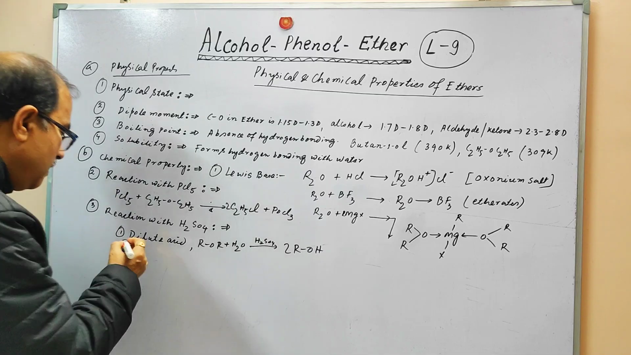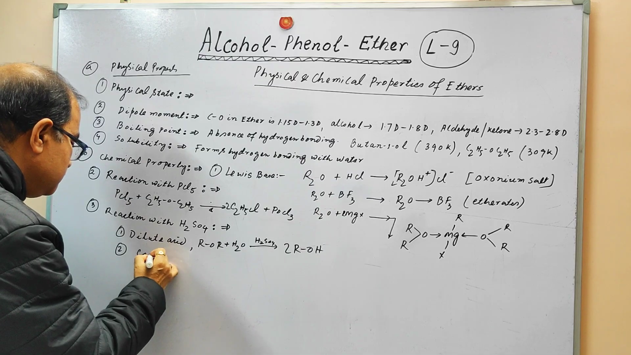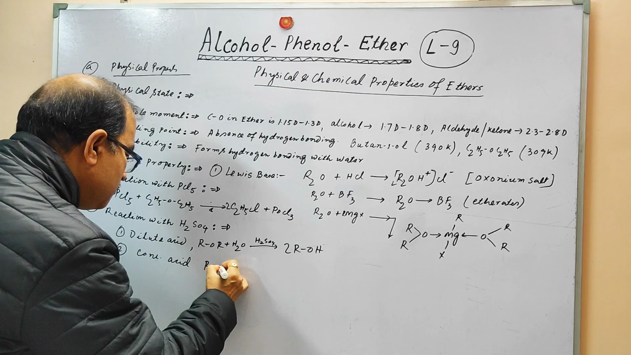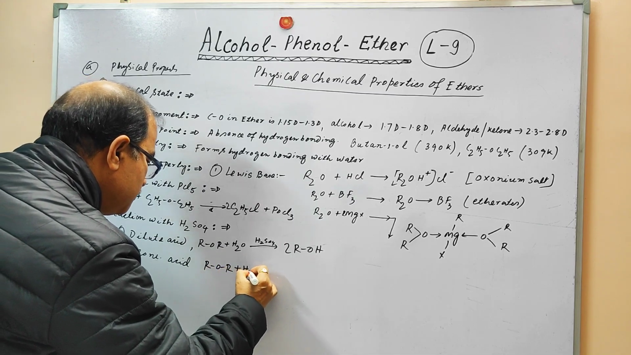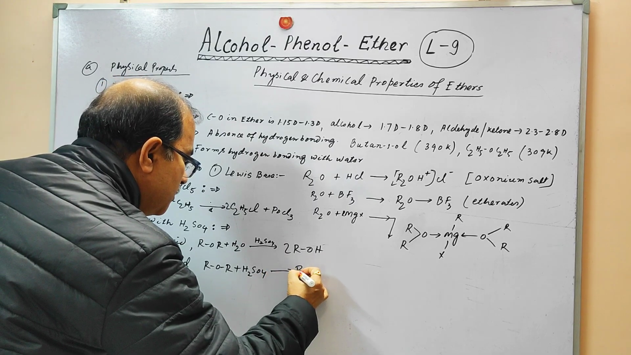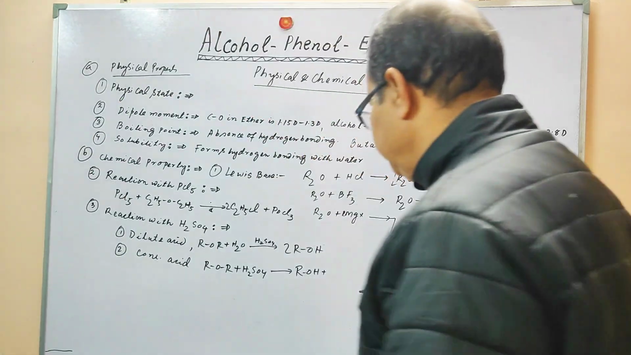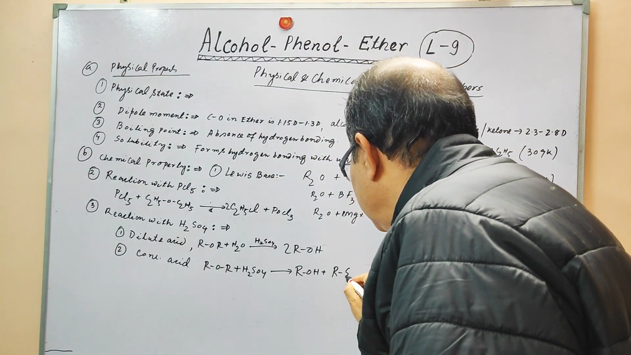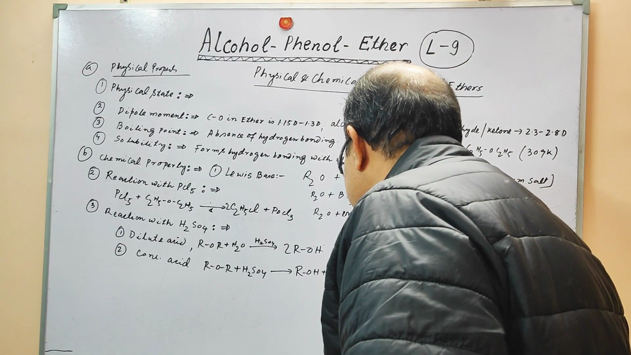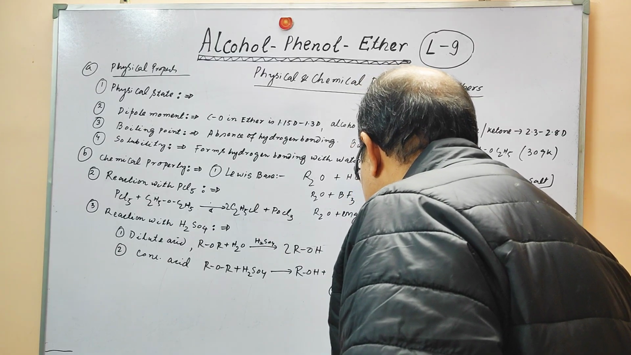Now the second thing, that is concentrated acid, concentrated H2SO4. It will form ROR plus H2SO4, and it is going to form alcohol, and another product it is going to form, that is alkyl hydrogen sulfate.